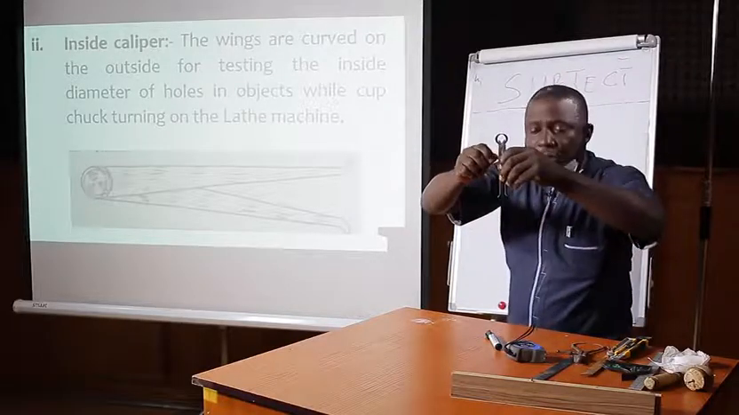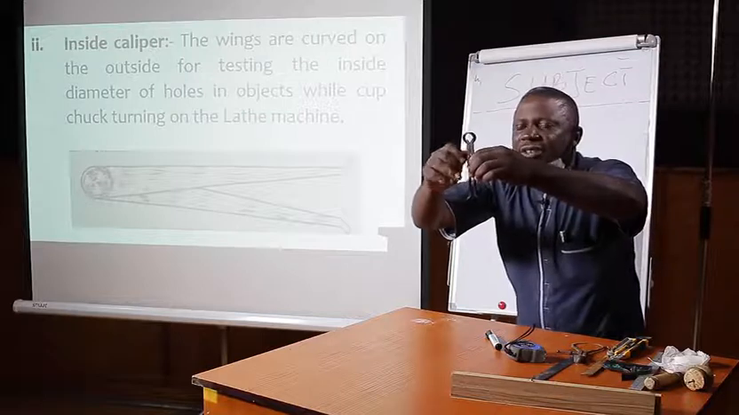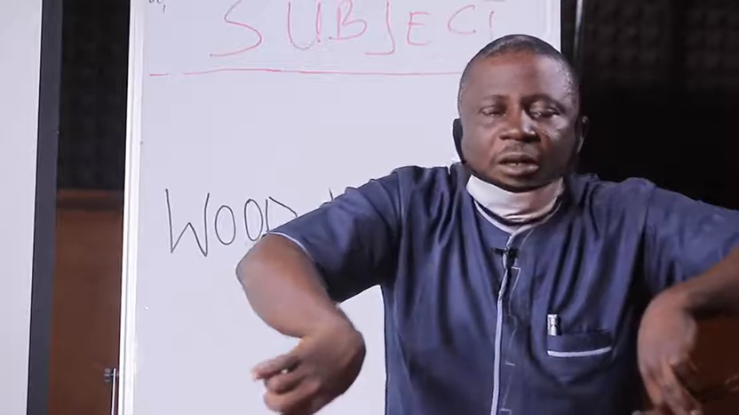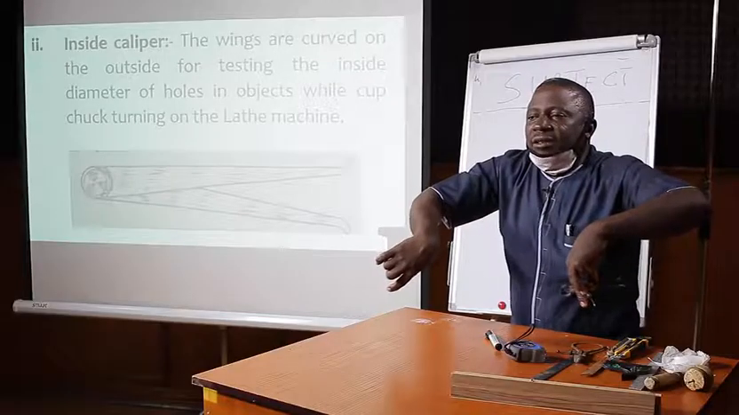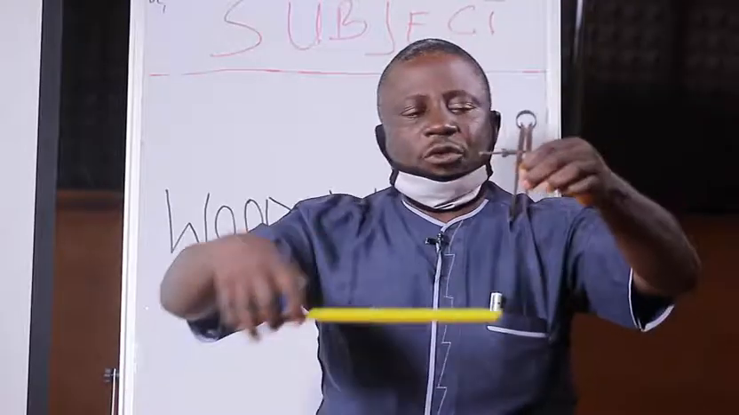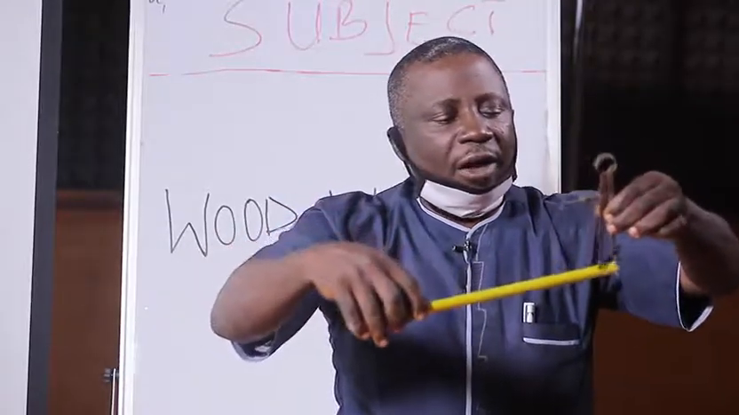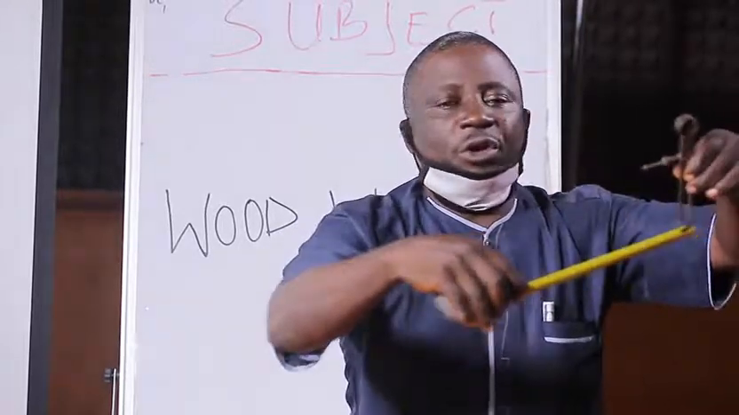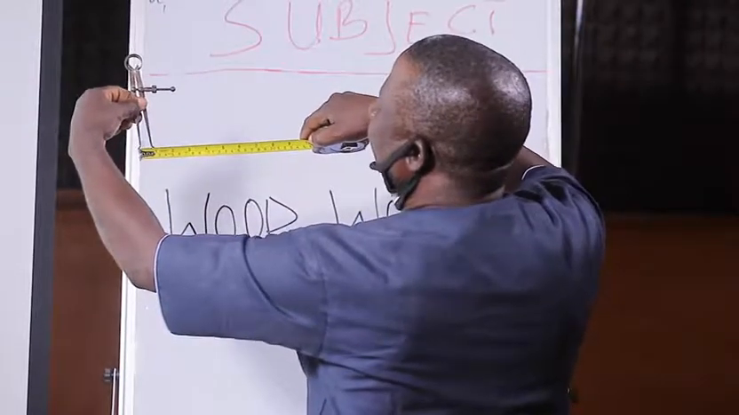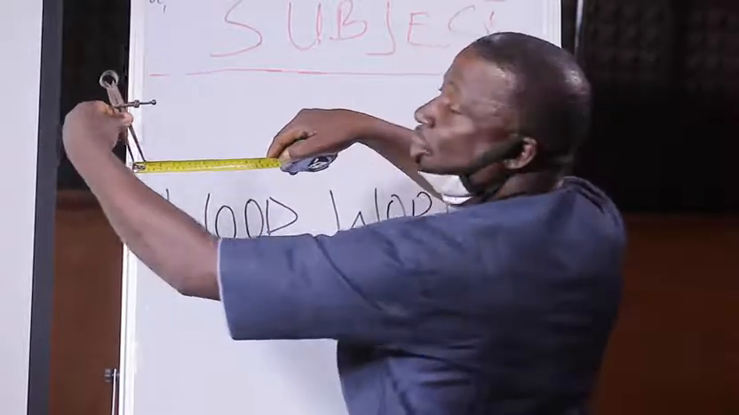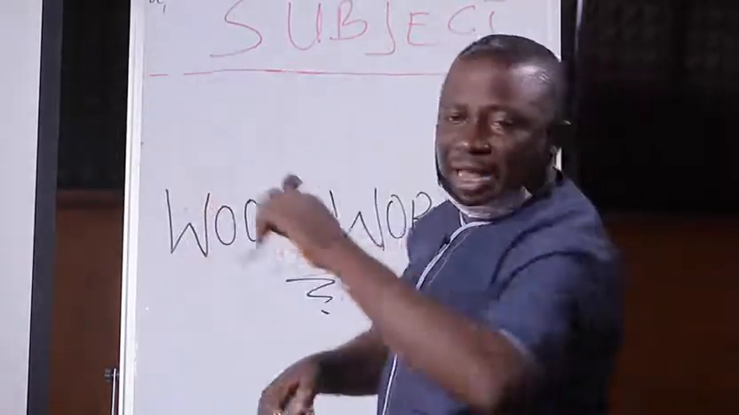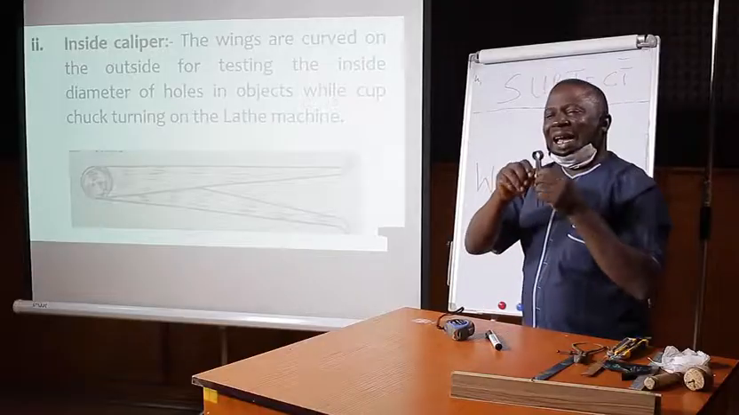If you put it in and adjust it, it opens and grips the internal walls of the cylinder, the internal walls of the hole. And then when you bring it out, you use the tape, the measuring instrument, to take the measurement. The measuring instrument is the tape, and the one that you use to determine the diameter is the internal caliper.